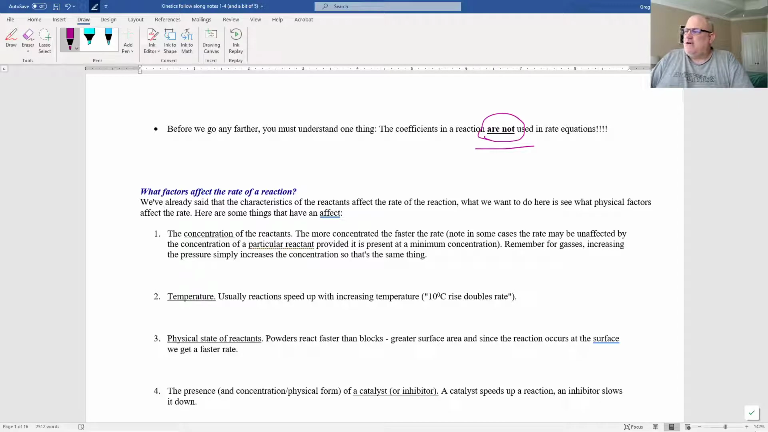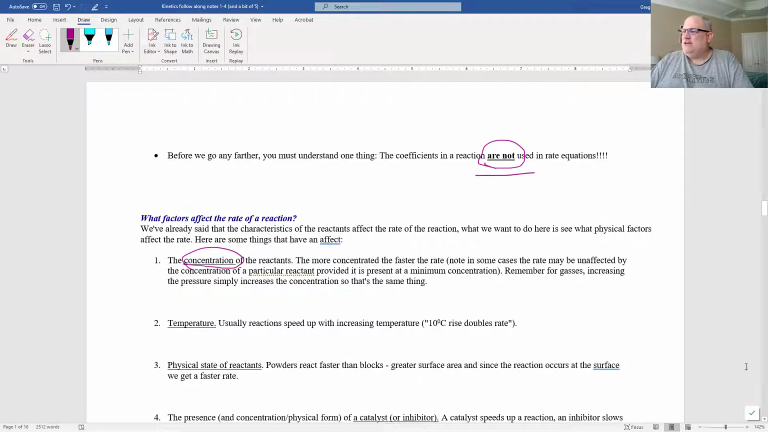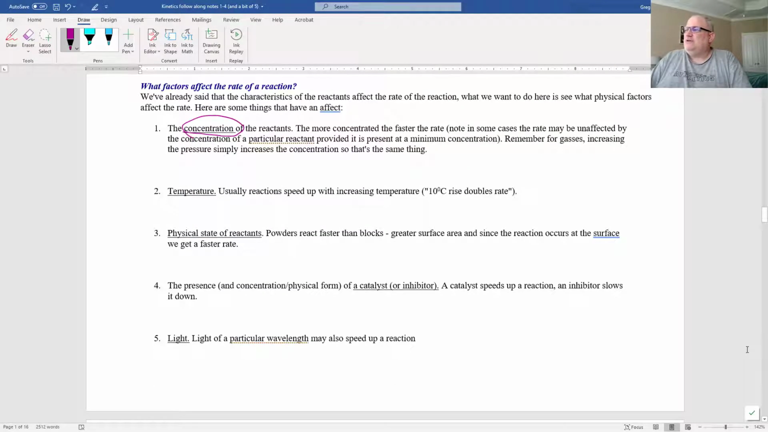I kept them in here, but some of the stuff makes pretty good sense, right? So if the concentration of something increases, the more concentrated our reactants are, the faster the reaction goes. That makes sense. If we increase our concentration, our reaction is going to go far faster. If we increase our temperature, don't the individual reactants speed up, and then they'd have more collisions, so they'd move faster, and therefore they'd react more.